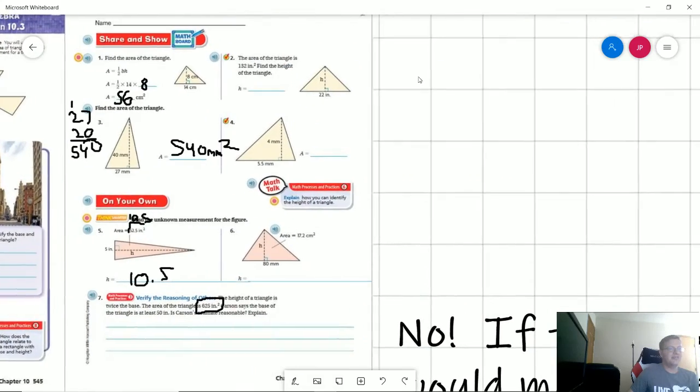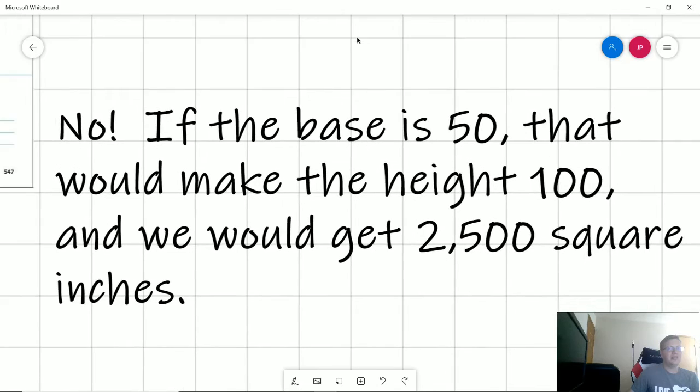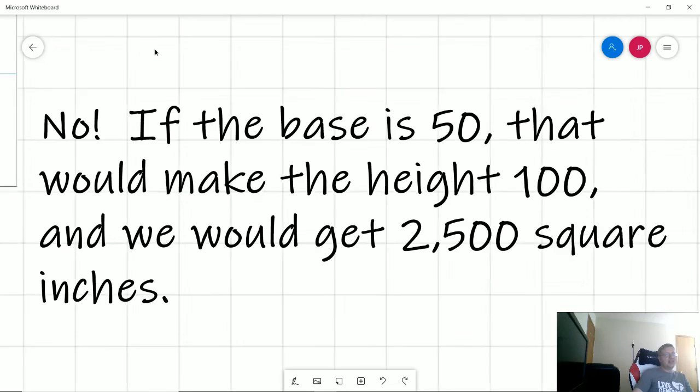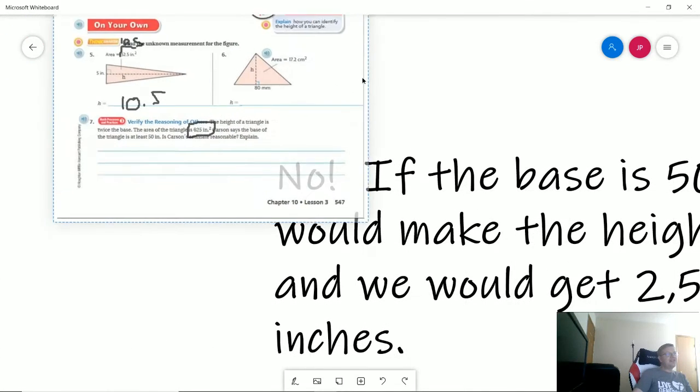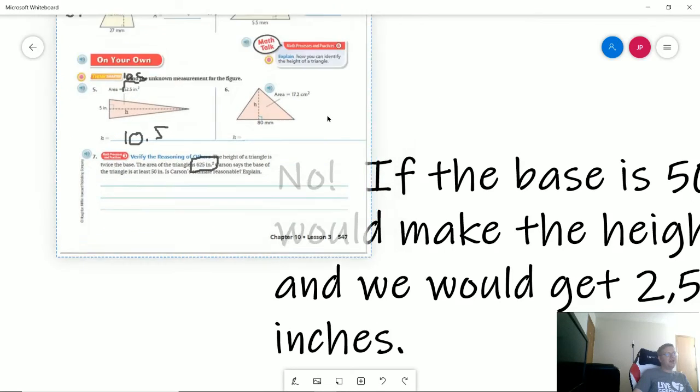And it is no. So the whole explanation, so if the base is 50, that would make the height 100, and we would get 2,500 square inches. Now, thankfully, they're not asking us to give what the actual answer would be for this. I could probably figure it out by taking some time to look at it, but for this lesson, we're not going to need to worry about that part.